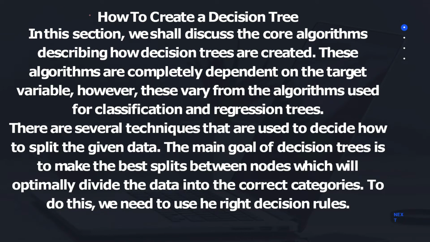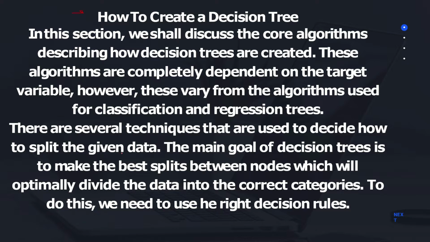Now, this next slide defines how to create a decision tree. I'll explain more on that when we do coding on the decision tree. But just to go through it, we shall discuss the algorithm describing how a decision tree is created, and these algorithms are completely dependent on the target variables. However, they vary between the algorithms used for classification and regression. It's not that we are using both here, but it depends on the target feature. If the target is continuous or categorical, we will apply accordingly.